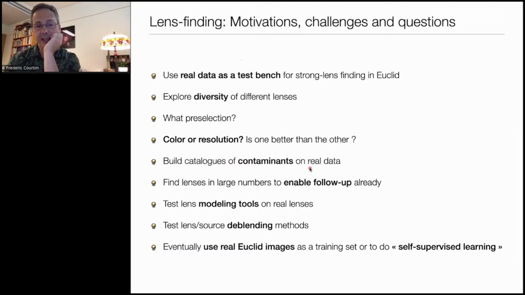We want to build catalogs of contaminants on real data to find lenses in large numbers to already follow up the lenses. And then when we get Euclid, we'll already have a sample of real lenses that have been followed up from the ground. And we want to test modeling tools, want to test deblending tools.